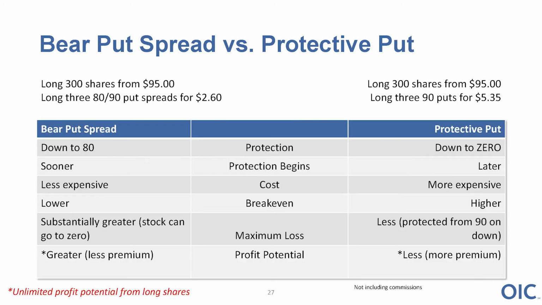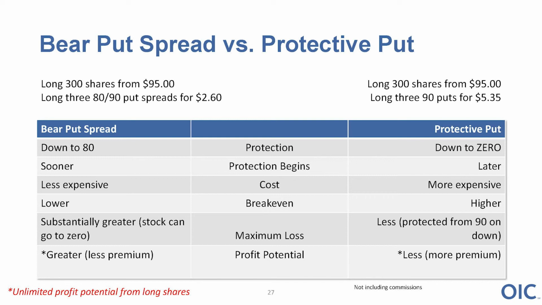So here is just a chart viewing the bear put spread versus the protective put. Once again, in terms of protection, the bear put spread offers you more limited protection, but you pay less for it. The bear put spread costs us $2.60. The put outright would cost us $5.35 apiece. So buying the 90 puts outright is nearly twice as much as doing the bear put spread. So, it's a risk versus reward kind of scenario.